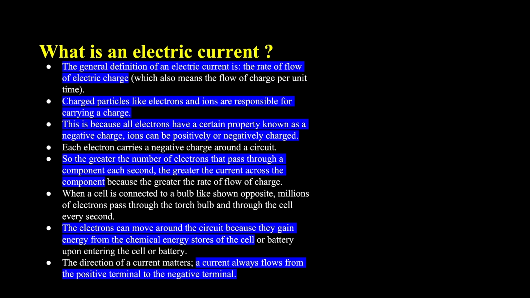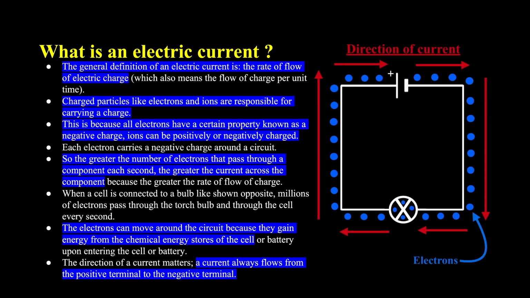When a cell is connected to a bulb, like shown opposite, millions of electrons pass through the torch bulb and through the cell every second. The electrons can move around the circuit because they gain energy from the chemical energy stores of the cell or battery upon entering the cell or battery, as we said before.